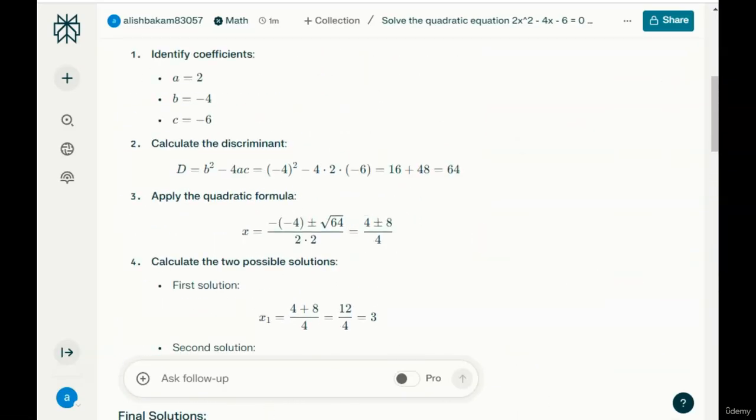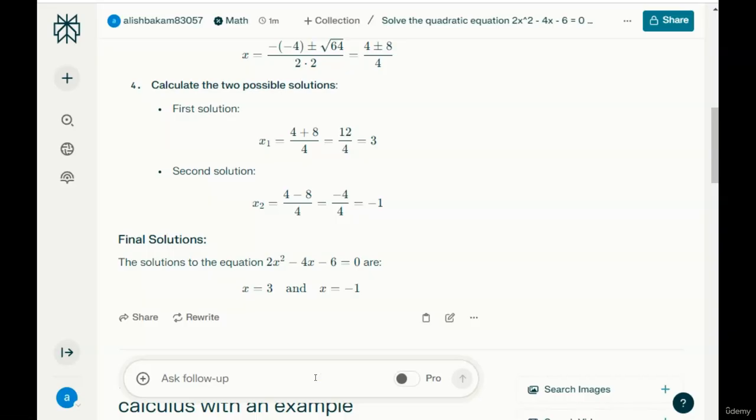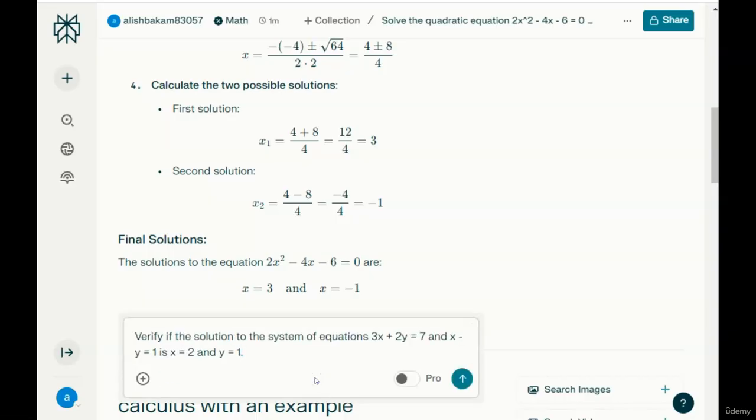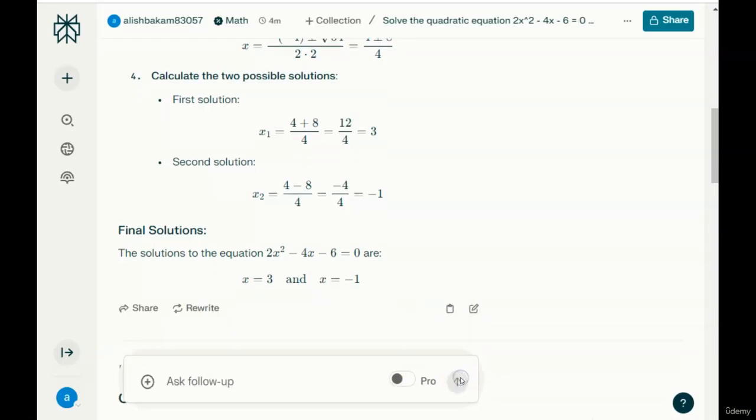Moving on to verifying your solutions. Say you have a solution, but you are unsure if it's correct. You can use Perplexity AI to verify that. For this, type a query that says, verify if the solution to the system of equations 3x plus 2y equals 7 and x minus y equals 1 is x equals 2 and y equals 1. Let's verify this together.